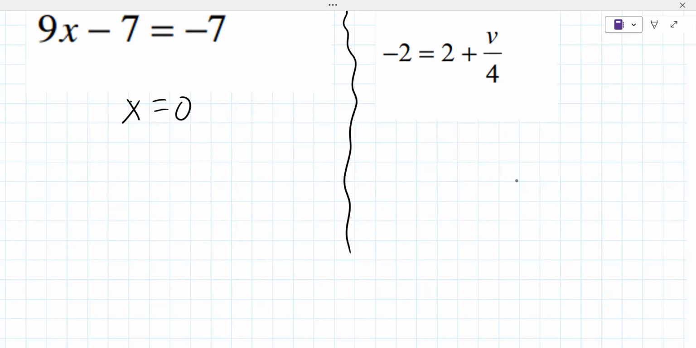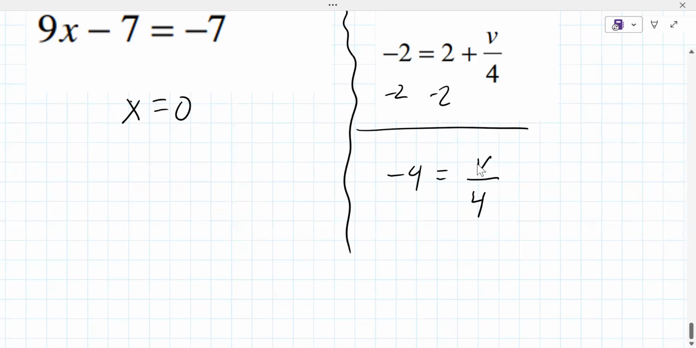I put -2. Subtracted 2 from both sides. That's -4 equals V divided by 4. Now, if you heard me correctly, I said V divided by 4. So that means you multiply by 4. Okay. Yep. So what does that change your answer to? -16. Yeah, V is -16. Good.